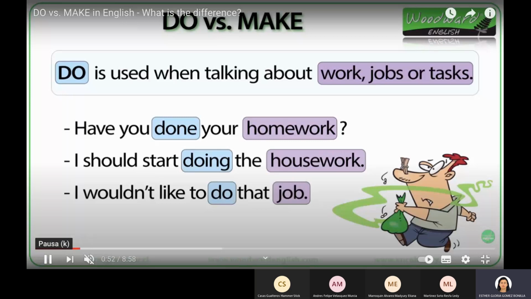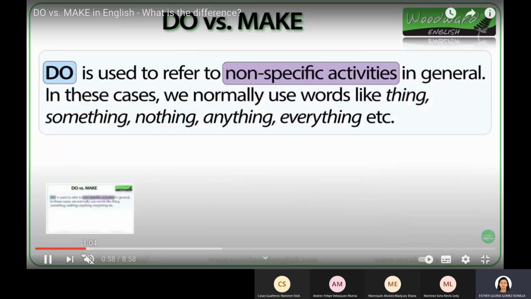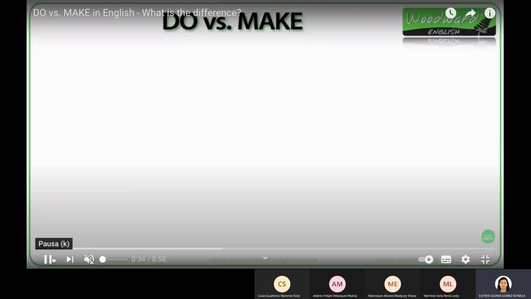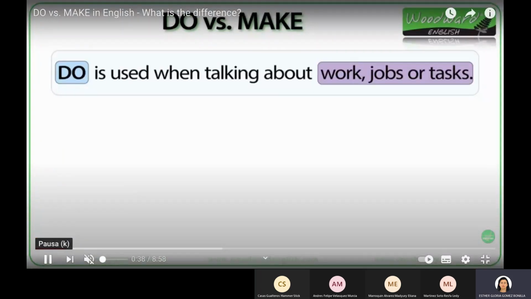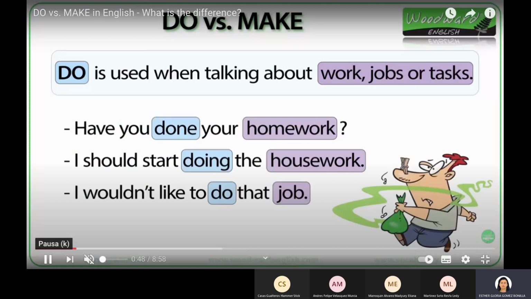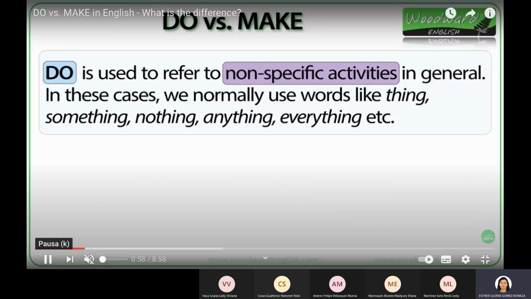For example, have you done your homework? Homework is a work. I should, let me see, I'm going to go back, okay? And also work, for example, homework, housework, okay? Tests, exams. You use do, for example, do a test, do an exercise. Do for housework, should I start doing the housework? And I wouldn't like to do that job.